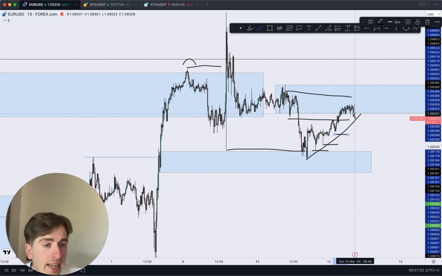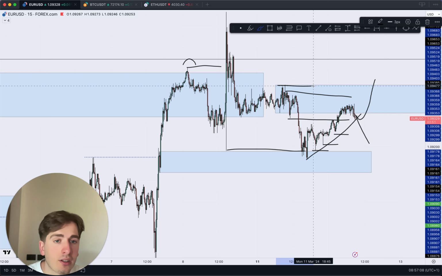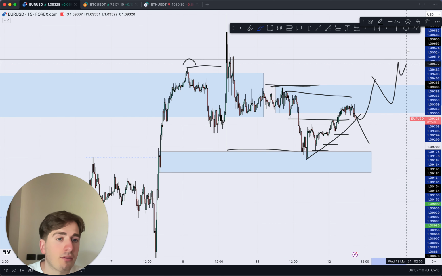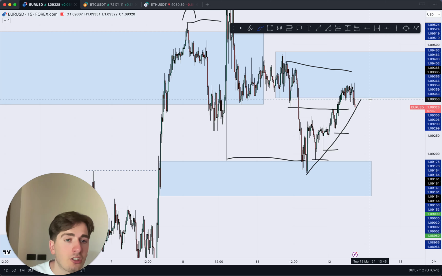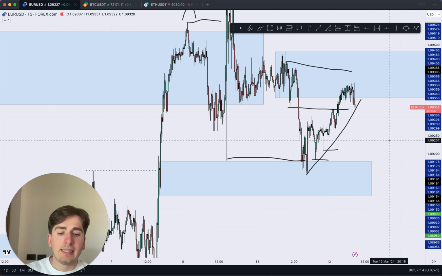If we do not see any follow through from euro dollar and we just, for example, continue moving in towards the highs and we start breaking the overall high over here, then I will be looking for longs and a further continuation of that overall 4-hour trend. So that's euro dollar for you.